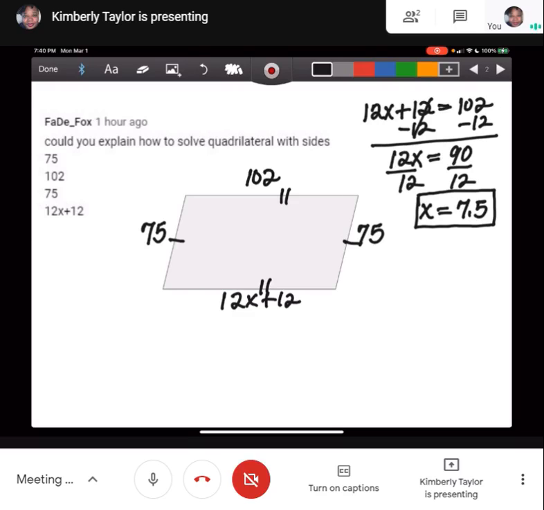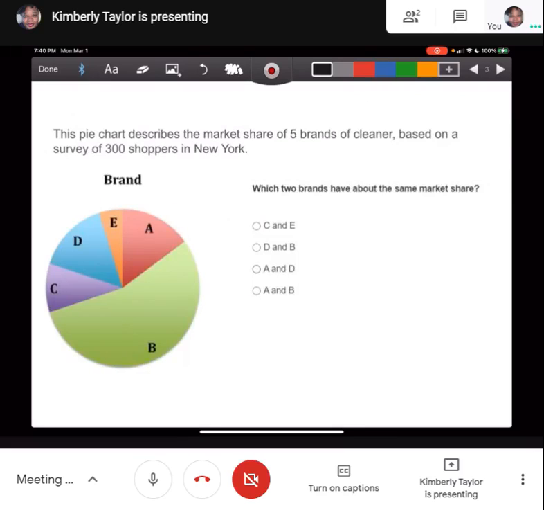So let's get into our GED questions. The first question here says, this pie chart describes the market share of 5 brands of cleaner based on a survey of 300 shoppers in New York. It says, which brands have about the same market share?